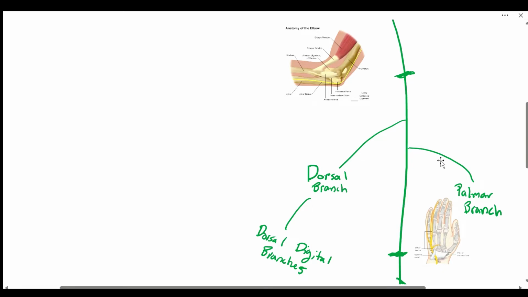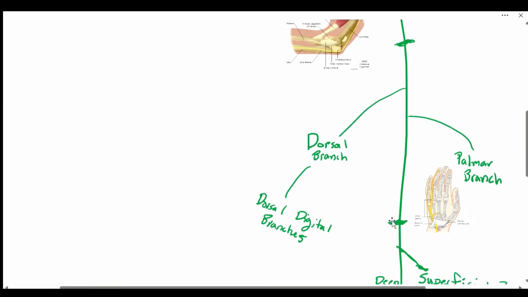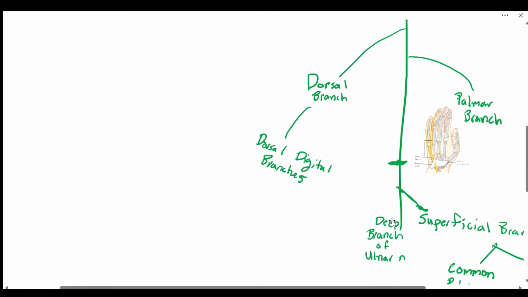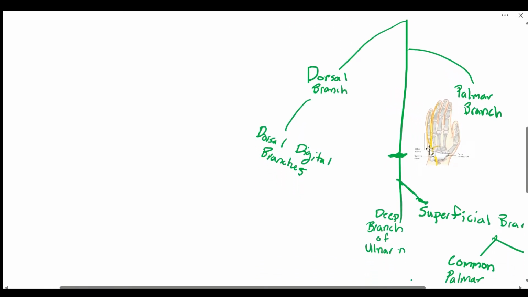And here we're going to see that dorsal branching into the dorsal digital branches and that palmar branch before that tunnel of Guillain. Now, as the picture illustrates to the right and that little line going through, that's going to be that tunnel of Guillain. So after that tunnel is where we're going to see the ulnar nerve start to bifurcate into its final branches, so to speak. One being that deep branch of the ulnar and the other being the superficial branch of the ulnar.